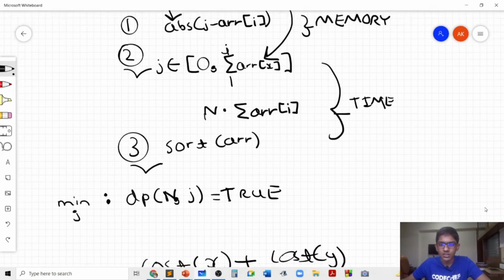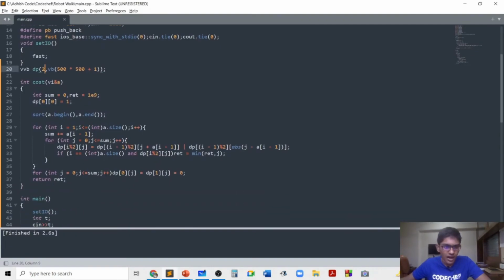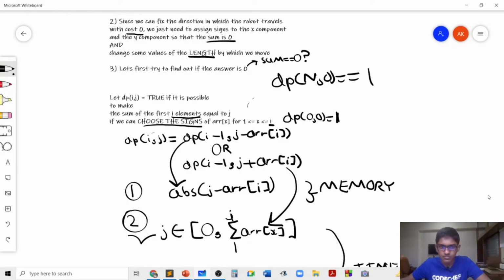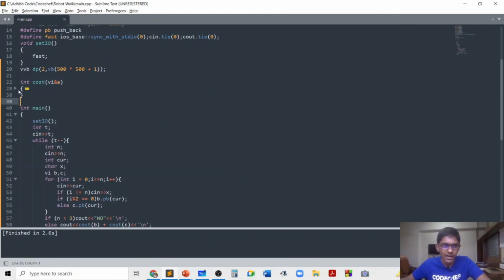And if you notice, each value of dp[i][j] is dependent only on i minus 1. So that's why I'll be using i percentage 2 to access the ith element. That's an additional optimization which you need. Now I have a cost function. For now, let's assume it's a black box, and then I'll explain the DP used in the cost function.